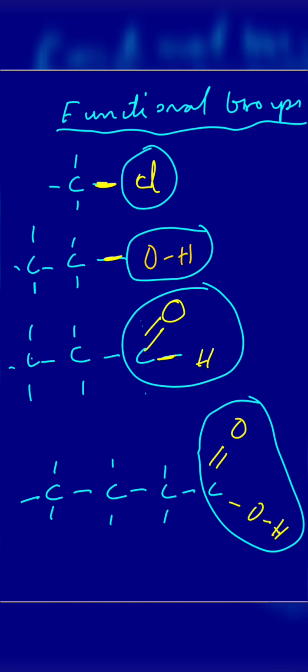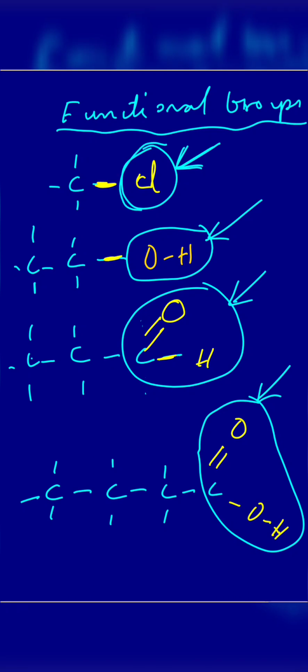Now, which is responsible for the characteristic chemical properties? Because of this group, and this one, and this one, the chemical properties of this organic compound depend on it. So, this one now, let me explain this one.